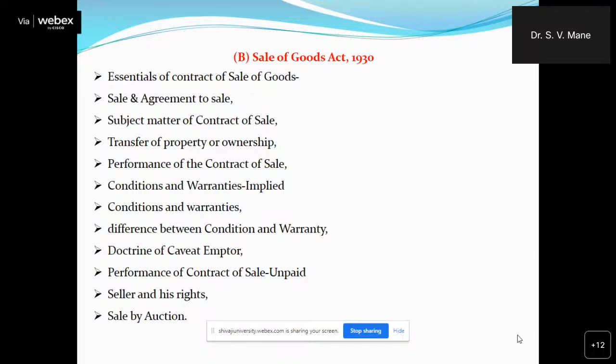The contract of sale of goods is a special contract under Section 4 subsection 1 of the Sale of Goods Act 1930, which defines sale of goods. In this contract, the seller transfers or agrees to transfer the property in the goods to the buyer for a price. The person who sells the goods is the seller, and the person to whom he sells the goods is the buyer. In the Sale of Goods Act, it is a contract between two parties where one is a seller and another one is a buyer.